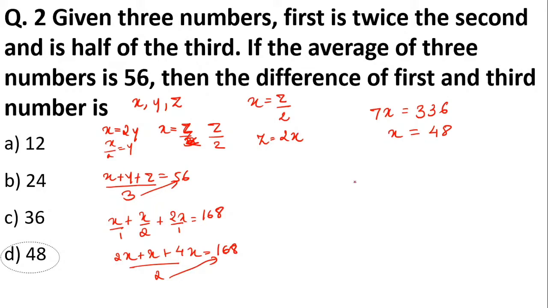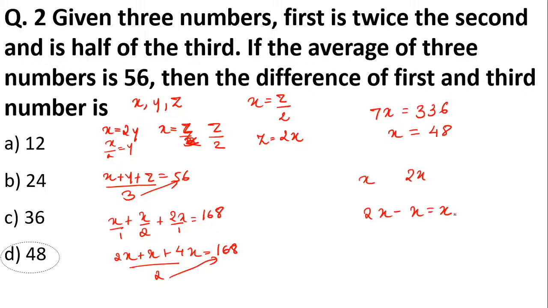Now they're saying the difference between the first and the third number is. So what is the first number? The first number is x. What is the third number? The third number is 2x. So we'll subtract these two. 2x minus x is what? X. And what is the value of x? We just found out over here.